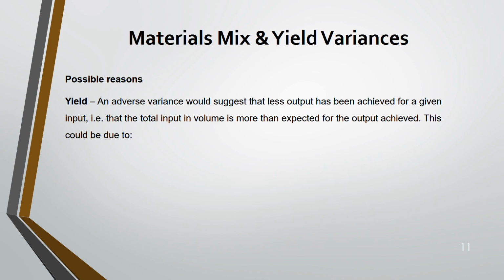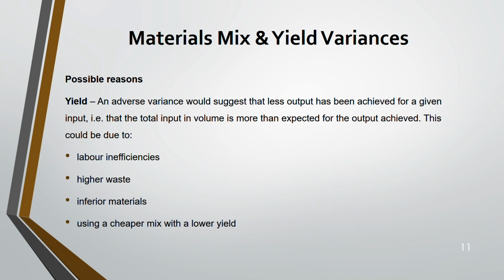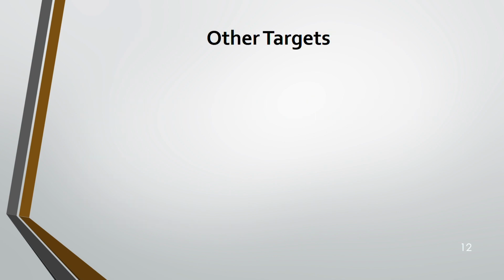This could be due to the following reasons. Maybe labor are inefficient. If labor are inefficient, they are going to produce less output with a given level of input. Next, they are going to waste. Materials are inferior. They are using a cheaper mix with a lower yield. Bad choice.